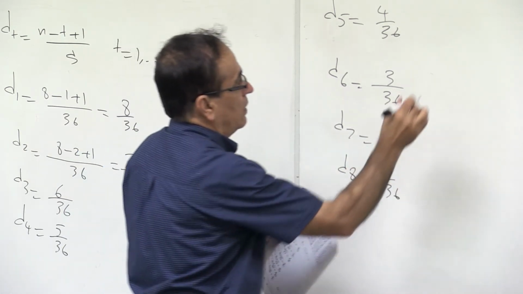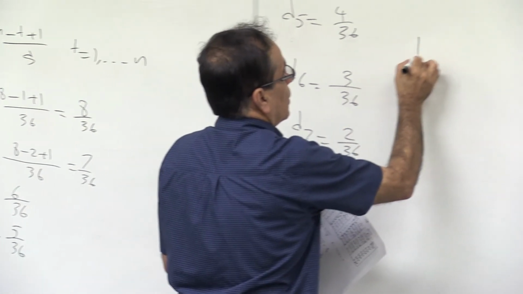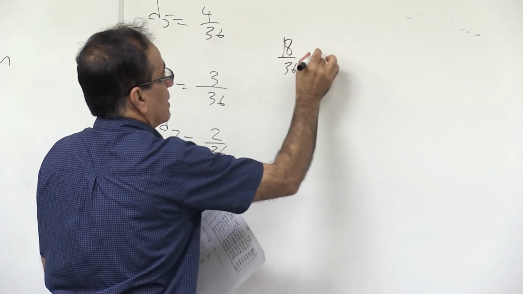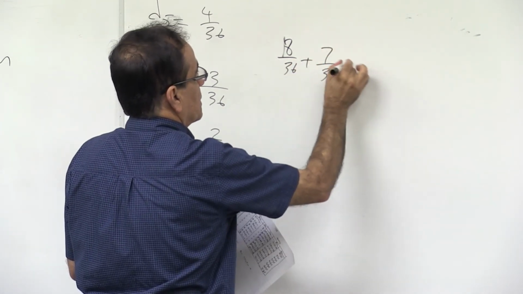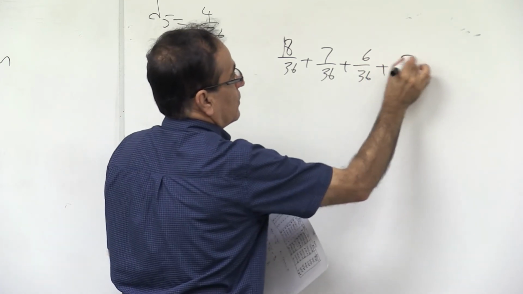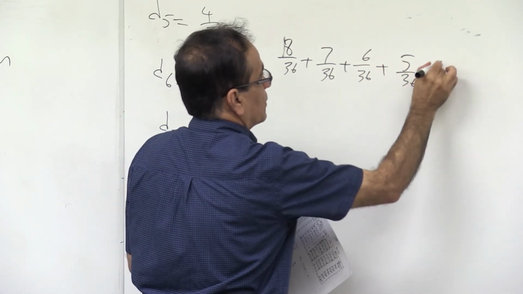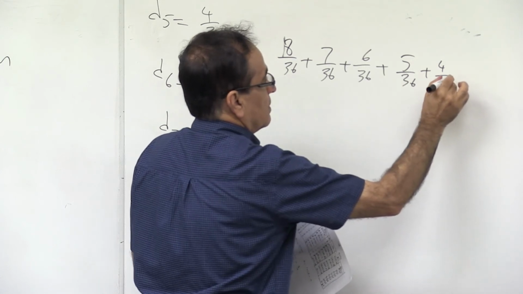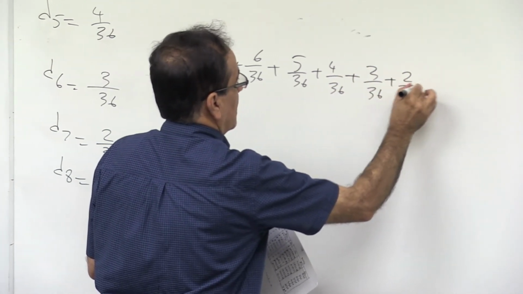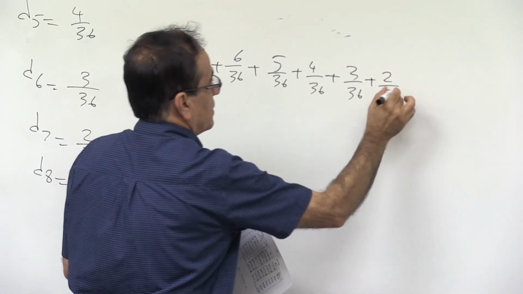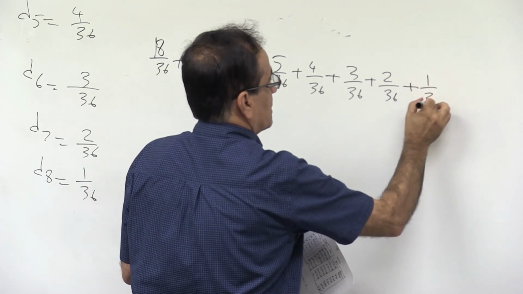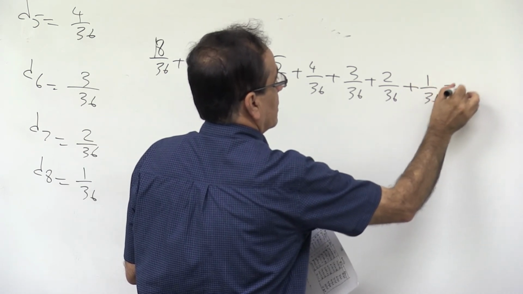Actually, if you add all those together, the first one was 8 over 36 plus 7 over 36 plus 6 over 36 plus 5 over 36 plus 4 over 36, 3 over 36, you add all the depreciation rates, and 1 over 36, you're going to get equal to 1 here.